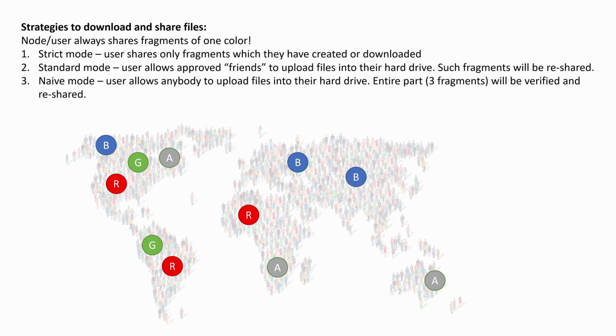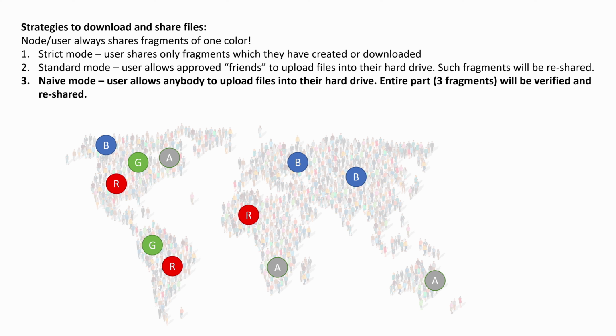There are 3 major download strategies. The most common and most paranoid strategy is the strict mode, where the user shares only what they downloaded and only fragments of the same color as their IP address. The standard mode allows automatic exchange and sharing of fragments from friendly peers. Obviously, those fragments must have a proper color. Then there is a naive mode, which allows anybody to push fragments of a specific color to the user's cache. Those will then be shared automatically. But almost nobody uses naive mode. Standard mode is the way to go.